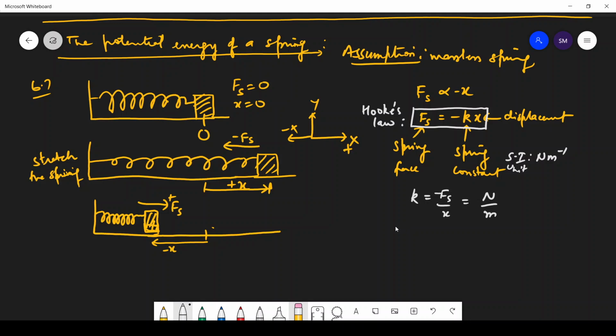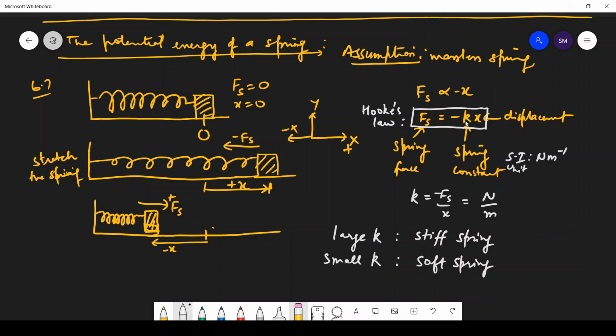Important thing is that for large k, we call the spring a stiff spring, and if k is small, a small spring constant, we call it a soft spring. The spring is soft if k is lesser.